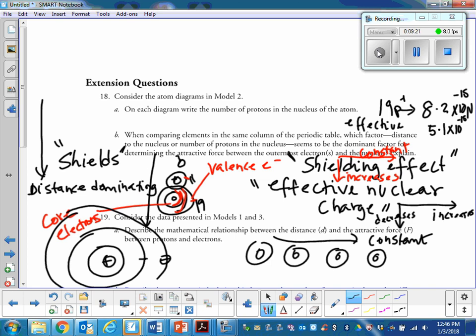All right? And then, because the shields are not changing, but the number of protons is increasing, the effective nuclear charge increases across the period. The number of protons increases as you go across, but the shields are the same. Because of the increased number of protons, the effective nuclear charge increases. If the protons increase and the shields remain constant, the effective nuclear charge is going to increase, or the force of attraction is going to increase.